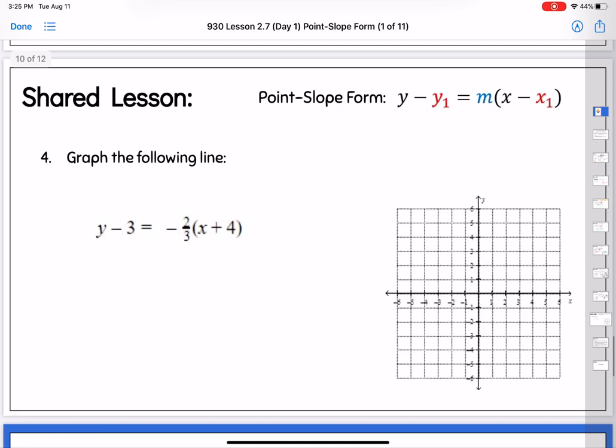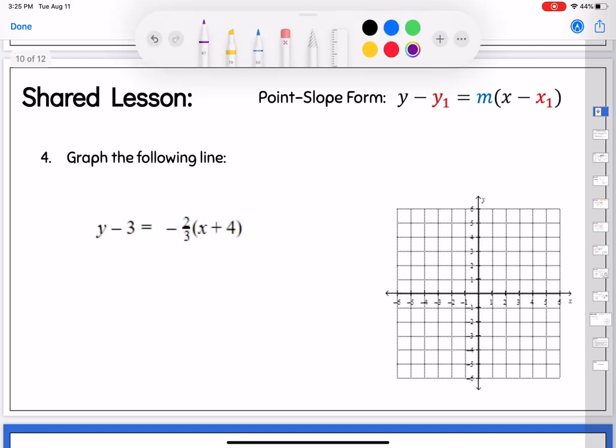So what if I give you the equation in point-slope form and you have to graph it? So just remember what everything stands for in your equation, right? I have y minus y1 equals m times x minus x1. So if I look at this equation, this number right here, right in front of the parentheses, that's your slope. So your slope is negative 2/3.